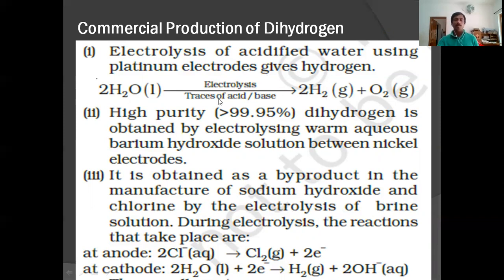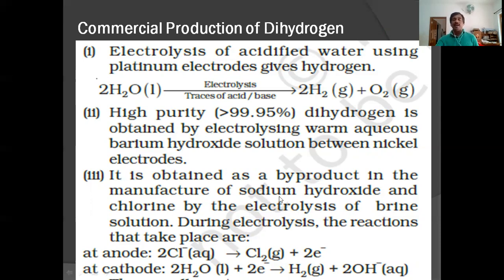of acid or base. High purity dihydrogen is obtained by electrolyzing warm aqueous barium hydroxide solution between nickel electrodes. If you want to prepare pure oxygen, electrolyze barium hydroxide. For pure hydrogen, electrolysis of barium hydroxide. Just remember it that way.